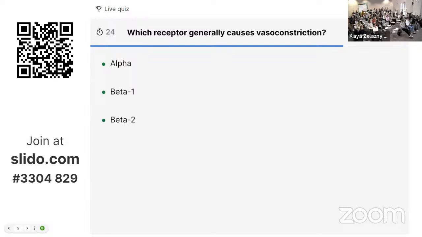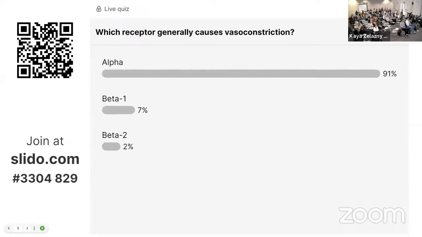Which receptor is responsible for vasoconstriction? It can go both ways. Bigger vessel, smaller vessel. Okay. So you were listening when we went over that last question. Beta 2 receptors were the ones doing vasodilation. The alpha receptors are the ones responsible for vasoconstriction.